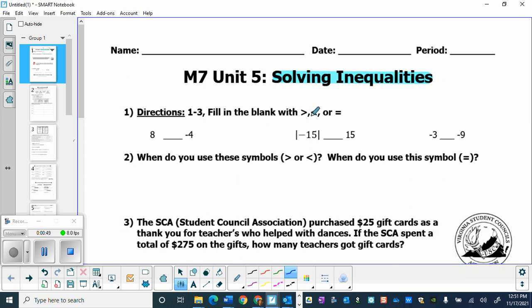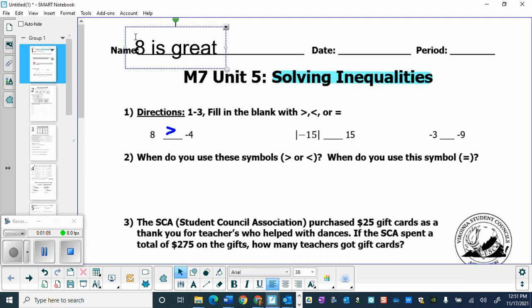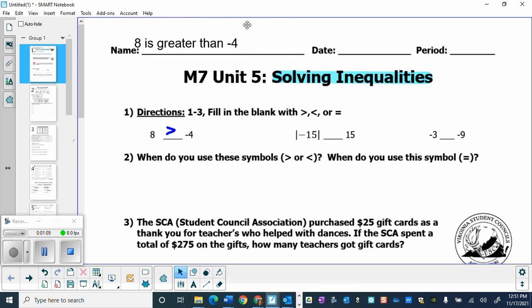For these three, if you've got an 8 and a -4, I think you guys obviously know that 8 is bigger than the -4. Remember, this alligator symbol kind of eats the bigger number. So this one right here, we would say 8 is greater than -4. That is how that one is typed out. That's what that one's saying with that blue symbol. Okay, that's all we're saying there. 8 is greater than -4.